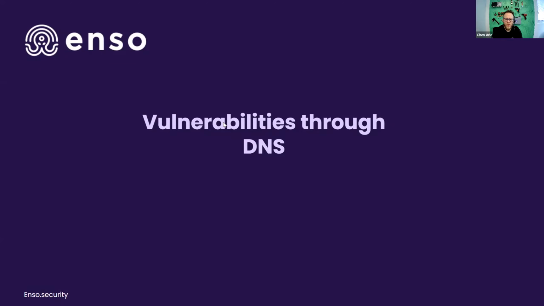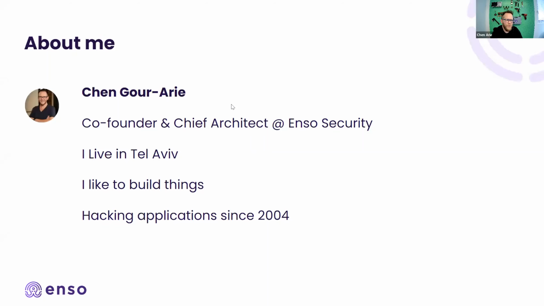I'm going to talk about vulnerabilities through DNS, a little bit about me before I get into it. So my name is Chen. I'm a co-founder and chief architect of Enzo Security, an ASPM platform. I live in Tel Aviv.